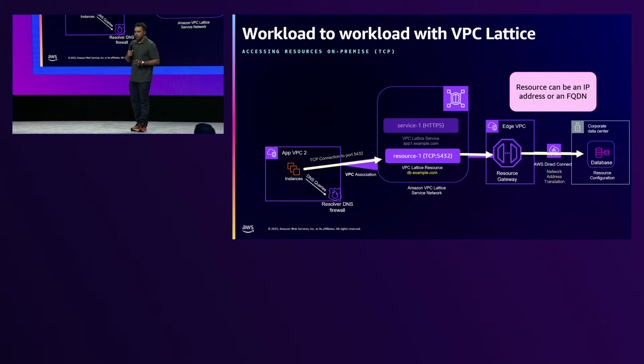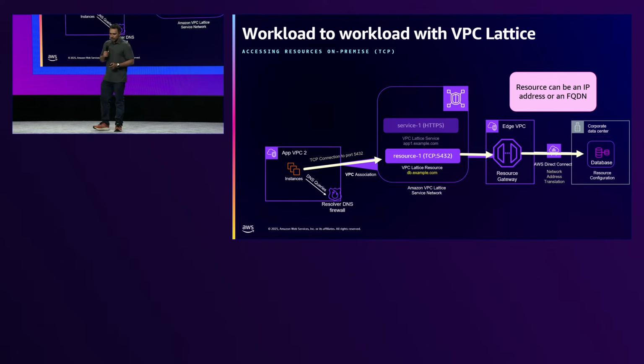So the pro tip here is when you define your TCP resource, that can either be an IP address or a fully qualified domain name. So in this case, if you provide an IP address of your backend database that's sitting on-prem, this architecture would work. Another thing to keep in mind is, as of today, if you define your resource config with a fully qualified domain name, it must be publicly resolvable.